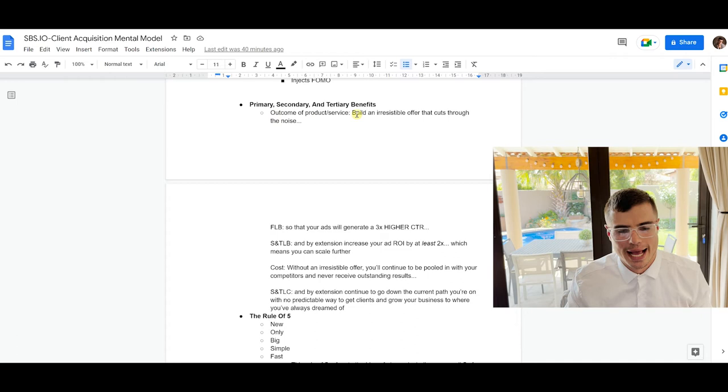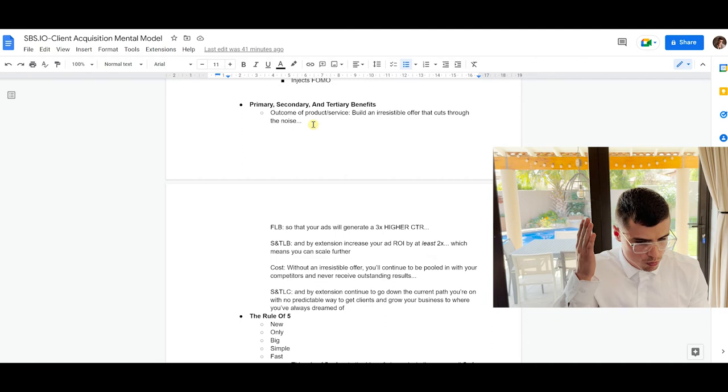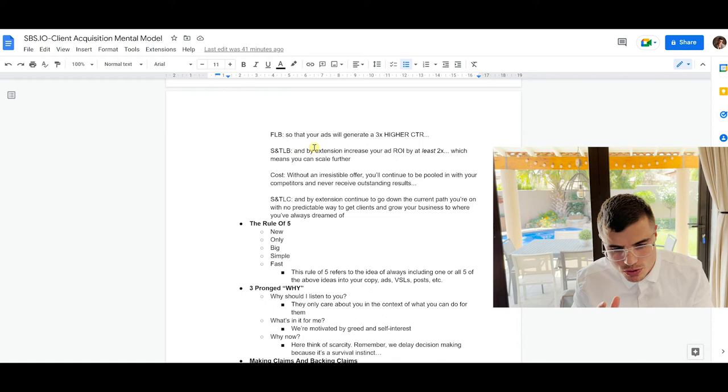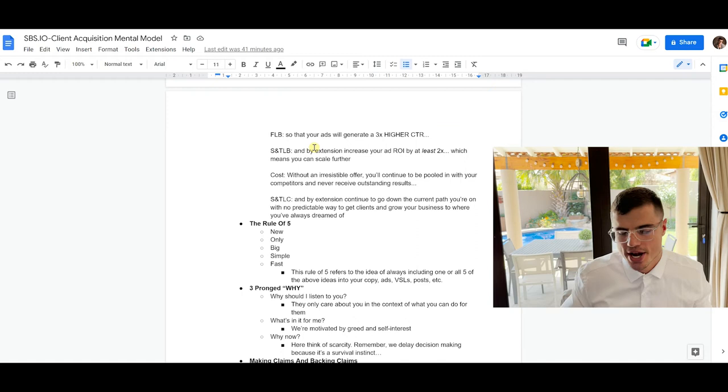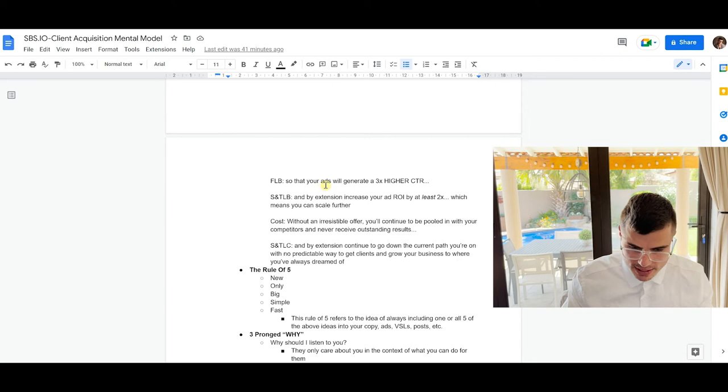So we have outcomes of products and services, and then we have the building of the irresistible offer that cuts through the noise, right? It just zooms through the noise. So here we have FLB, so that your ads will generate at least a 3x higher click-through rate. Then by the SNTLB, for example, by extension, it increases your ROI by at least 2x, which means that you can scale further, right?